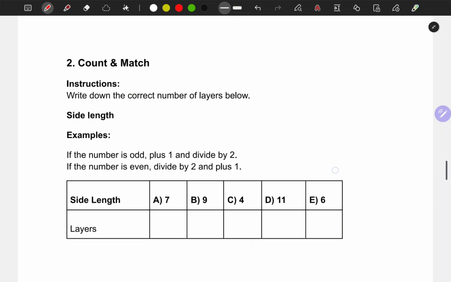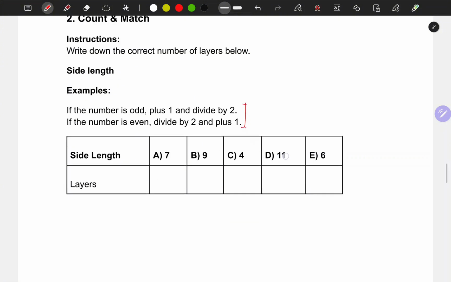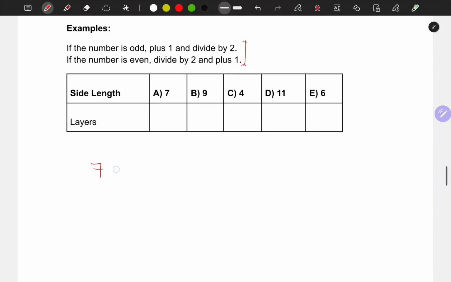Counting and matching. Right, so remember, these are the formulas. As long as you follow these, it should be easy. If the number is odd, plus 1, divide by 2. You can use a space to work it out. So we have 7 plus 1 equals 8. 8 divided by 2 equals 4. Therefore, we have 4 layers.